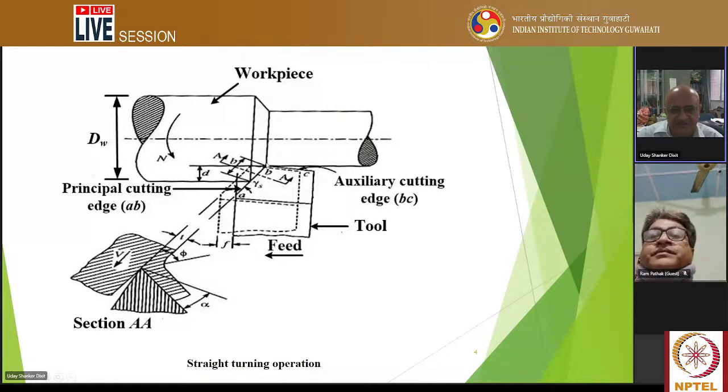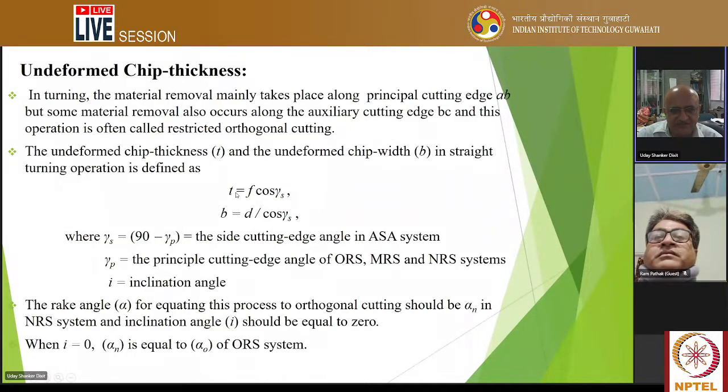The cutting edge is not that; this is the secondary edge, the auxiliary cutting edge, which is not participating much. So we consider that this is the main cutting edge, and this is how it is cutting. Okay, so this is very important: t is equal to feed times cos gamma s, and width is equal to d divided by cos gamma s.